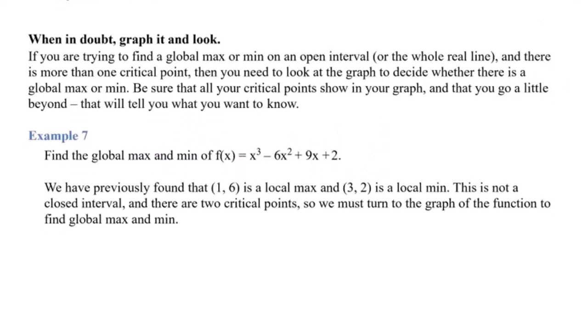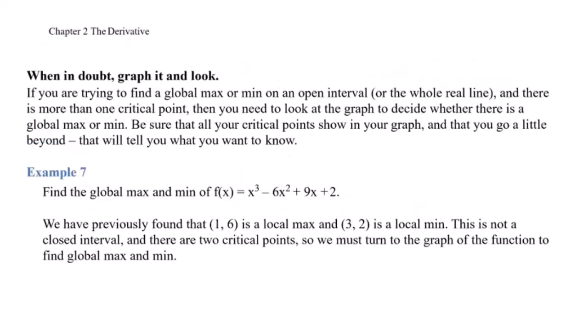When in doubt, graph it and look. If you're trying to find a global max or min on an open interval or the whole real line, and there's more than one critical value, then you need to look at the graph to decide whether there is a global max or min. Be sure that all your critical points show in your graph and that you go a little beyond. That will tell you what you want to know.